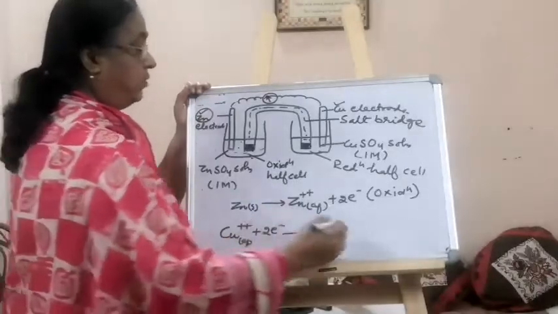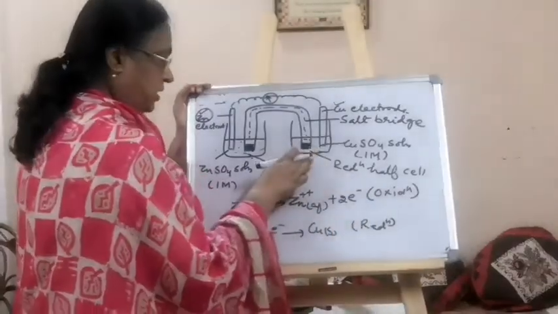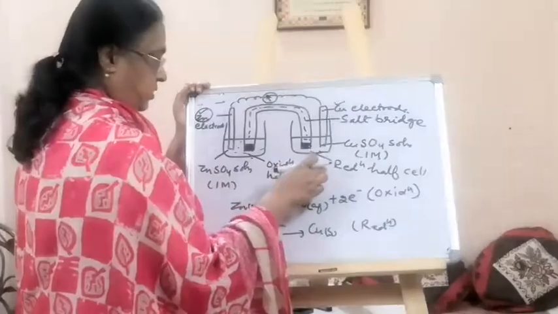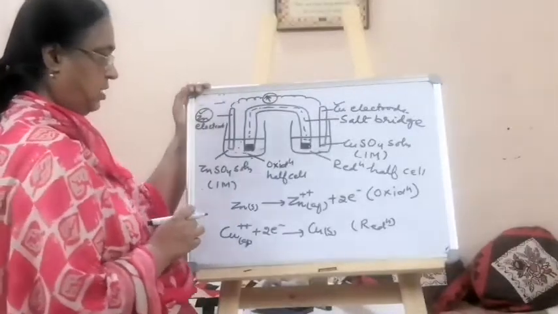That gain of electrons, so this is reduction. So here reduction is taking place, therefore it is the reduction half cell. Here oxidation is taking place, so this is the oxidation half cell.